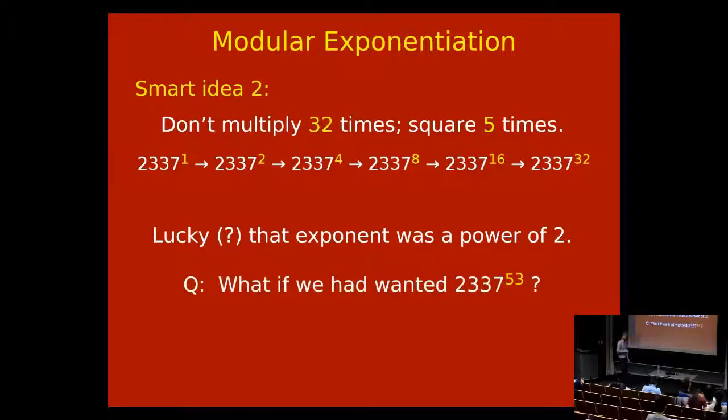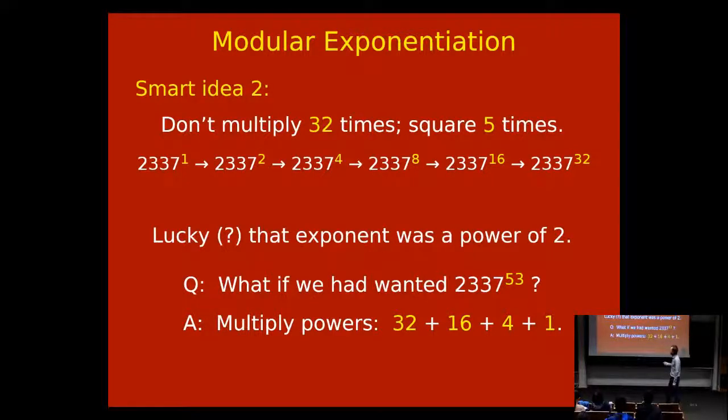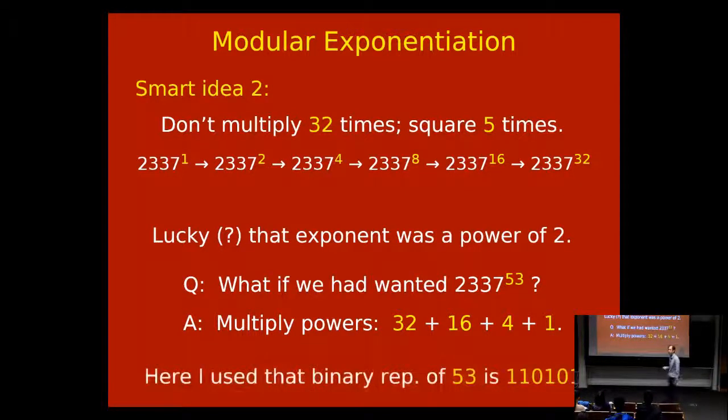What if you wanted to the power of 53? Yeah, it's what you're saying. We can get this without too much more work, given that we know this information, by just multiplying together the appropriate powers. Like, because 32 plus 16 plus 4 plus 1 is 53. So if we multiply this one, this one, this one, and this one, we get the thing to the power of 53. And how did I figure that out? This is just the binary representation of 53. It tells you all the powers of 2 you need to add up to get to 53. So if by squaring you compute all of the numbers to the powers of 2, then you can multiply up the ones you need based on the binary representation to get what you want.